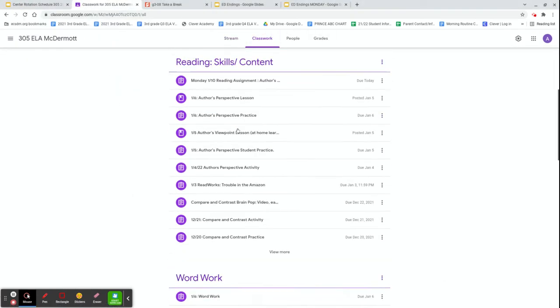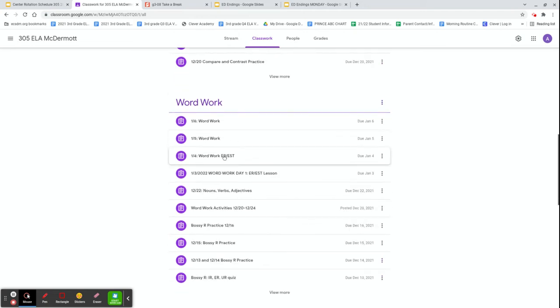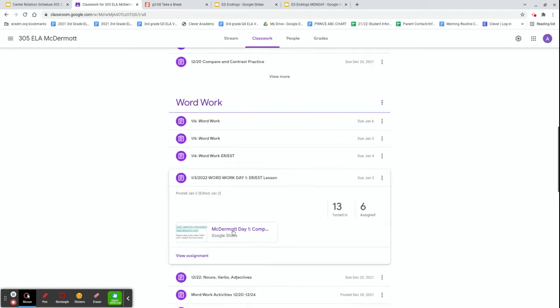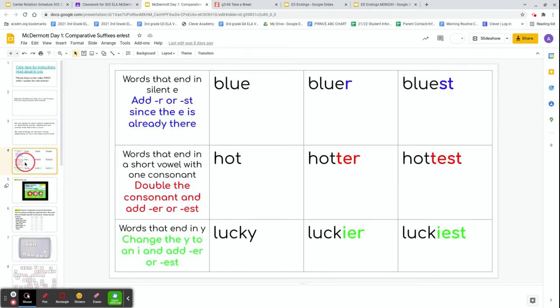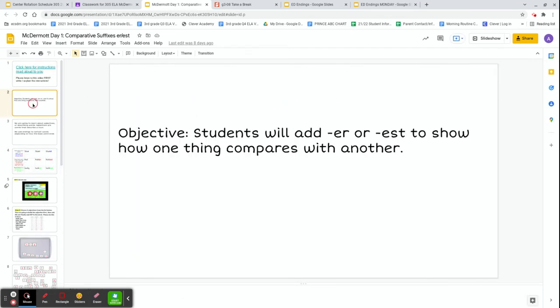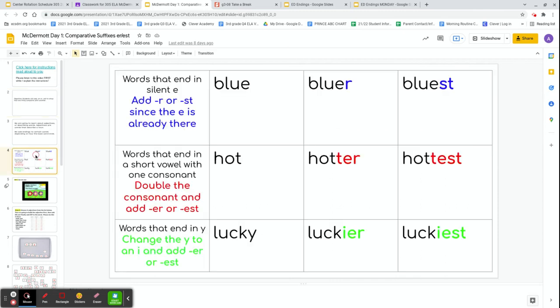Classwork from last week. We're going to go down to word work. Remember, we were talking about the ER and the EST. That is when you're comparing something. All of these are adjectives, right? Hot, blue, lucky. Those are all describing words. When you change the suffix, you're changing the tense.